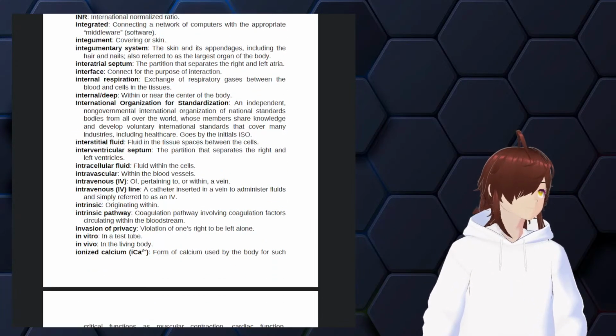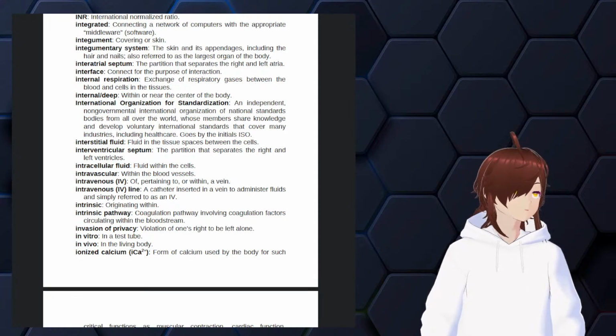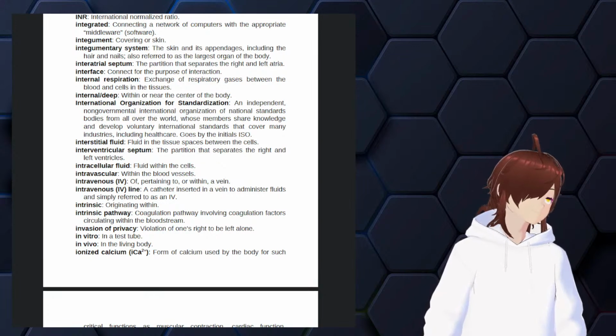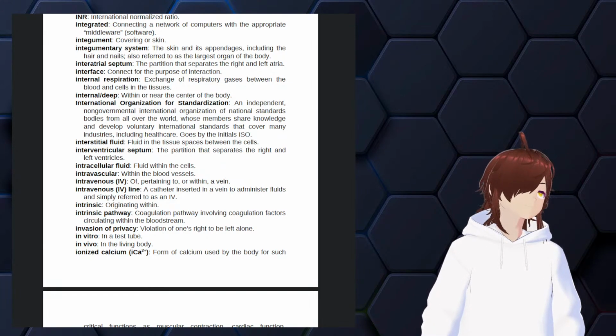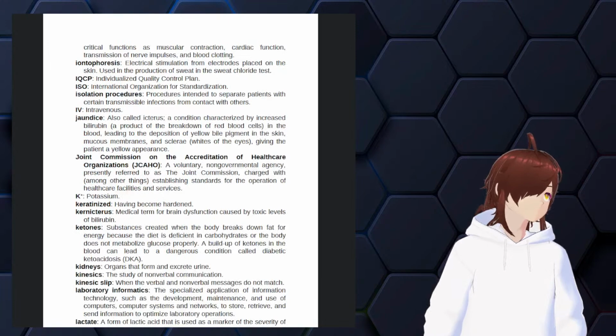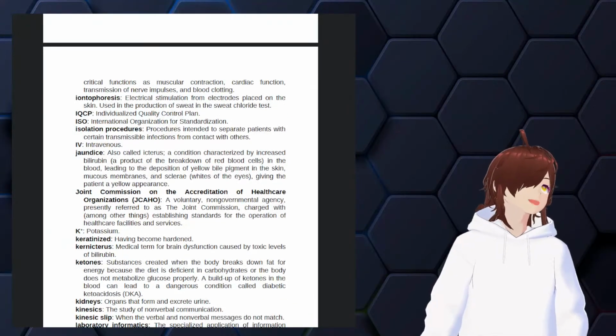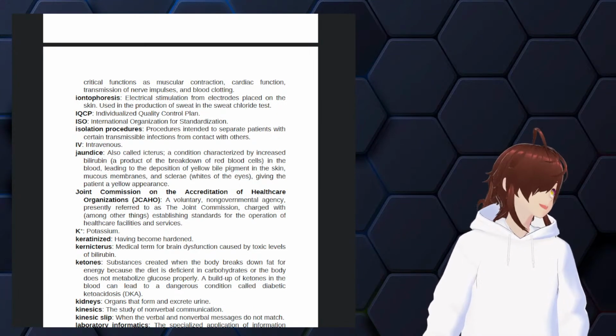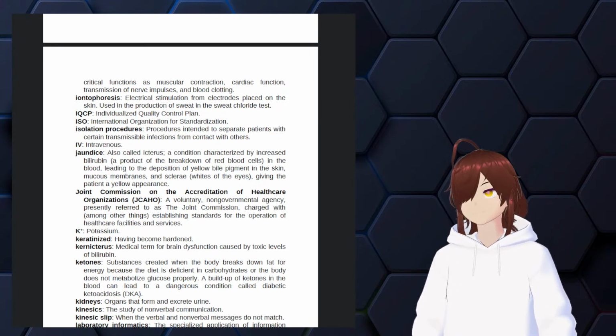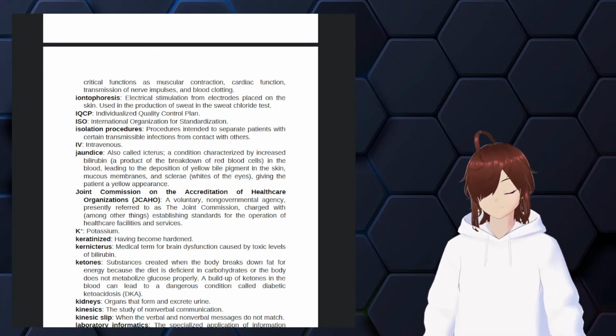Invasion of privacy, violation of one's right to be left alone. In vitro, in a test tube. In vivo, in the living body. Ionized calcium, iCa2+, form of calcium used by the body for such critical functions as muscular contraction, cardiac function, transmission of nerve impulses, and blood clotting. Iontophoresis, electrical stimulation from electrodes placed on the skin, used in the production of sweat in the sweat chloride test.